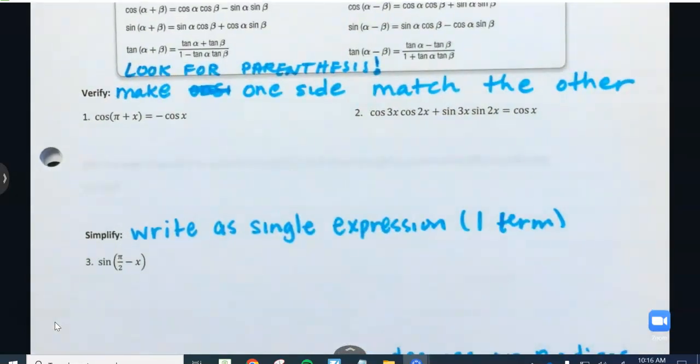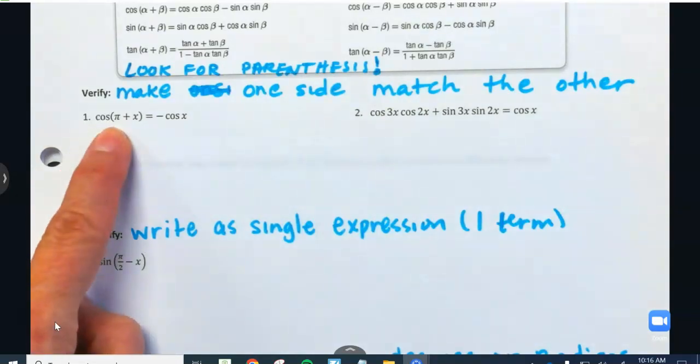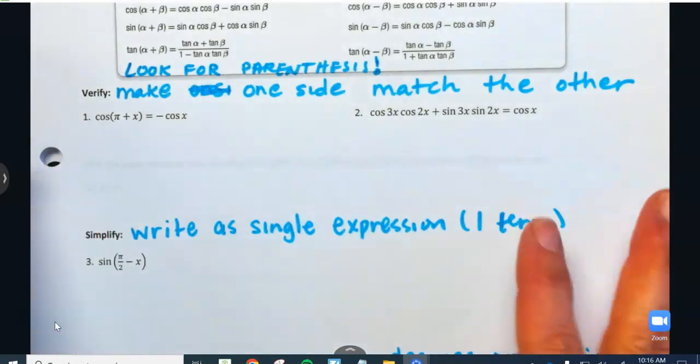All right. So number 1 says to verify. And remember, we just talked about how to make one side look like the other. Look at number 1. Do you see parentheses? Yes, you do. So you're going to work on the other side. You're going to make it look like expanded form. So, guys, I'm sorry, there's just not enough room, so I have to go to a separate sheet of paper.